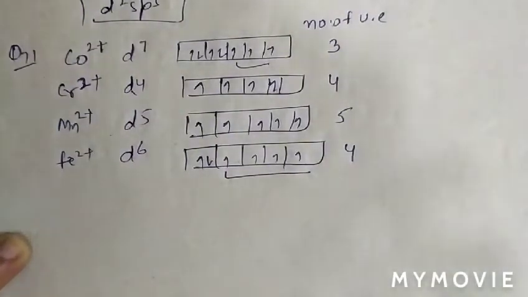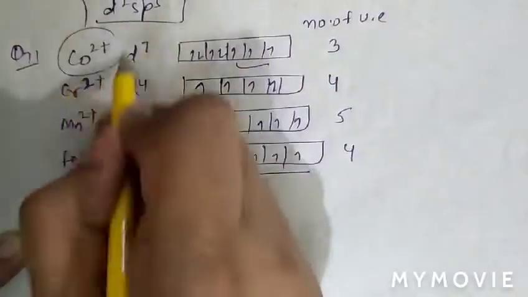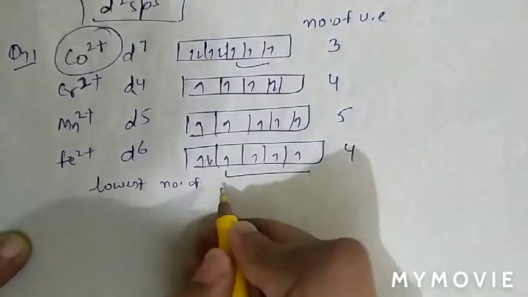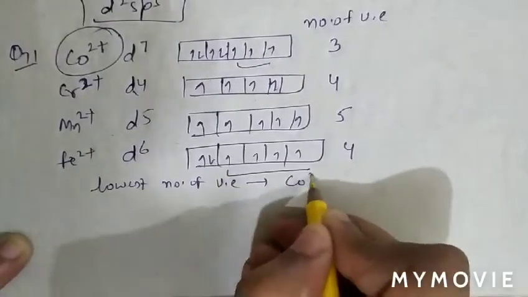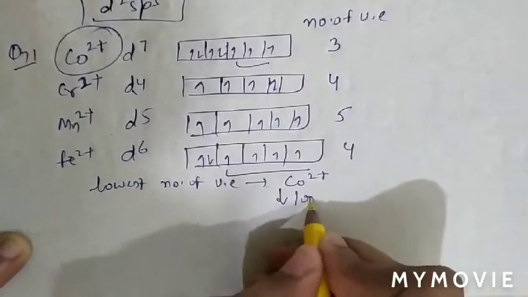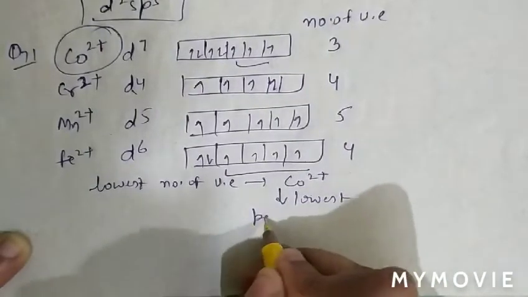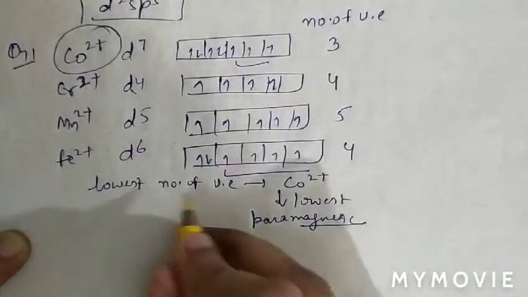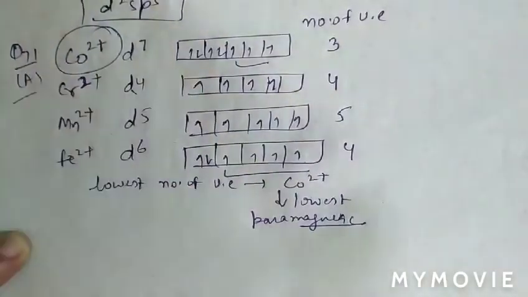As the lowest number of unpaired electrons is present in Co2+, therefore it will show the lowest paramagnetic character. So question number 71, option A is correct.